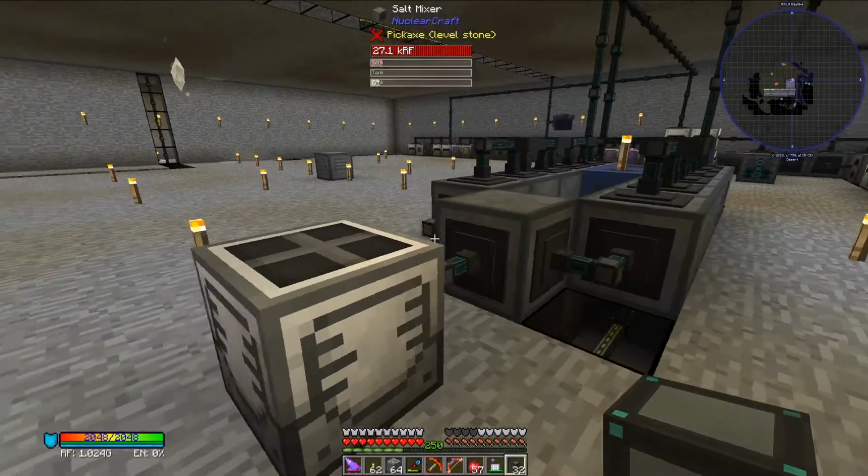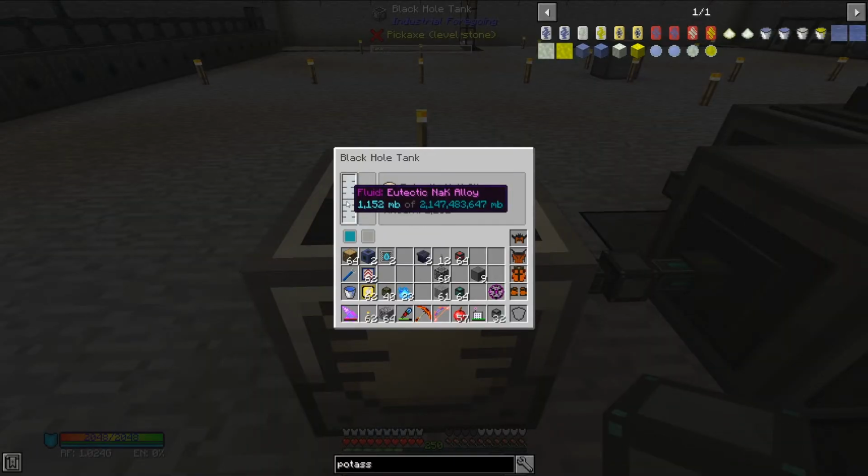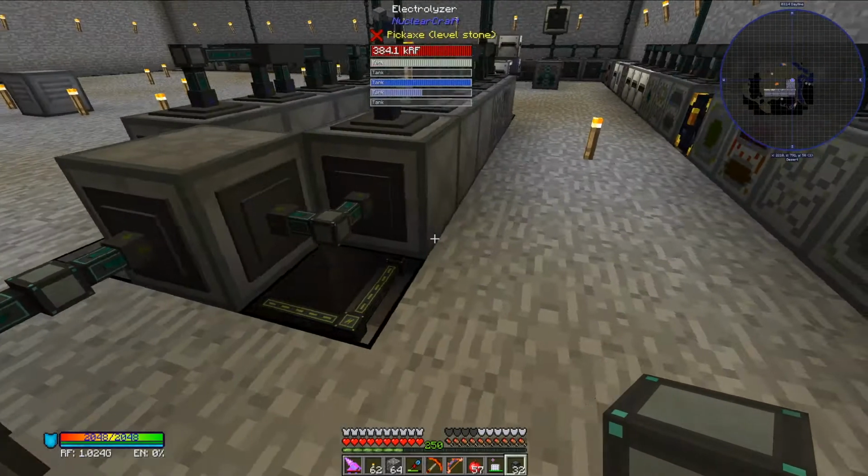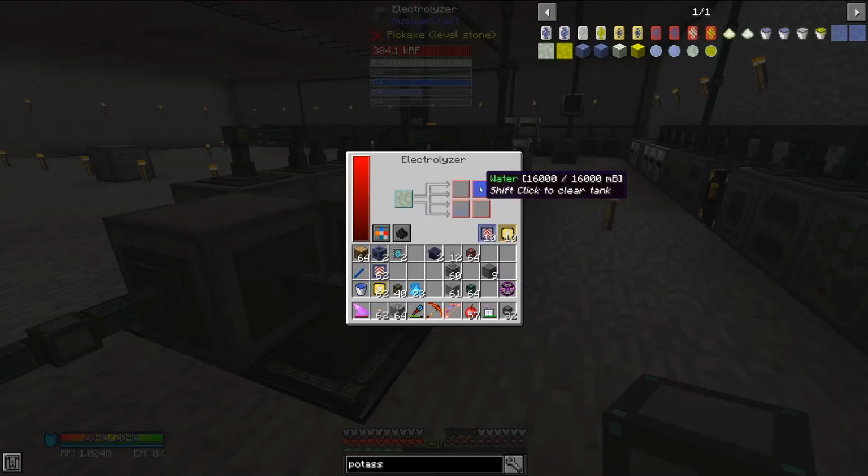Let's go ahead and set that up to be extract always on. So there we go. We have just over a bucket of this stuff now. So now what I need to do is set up a system to get rid of the water and the oxygen, and that's going to be rather simple.